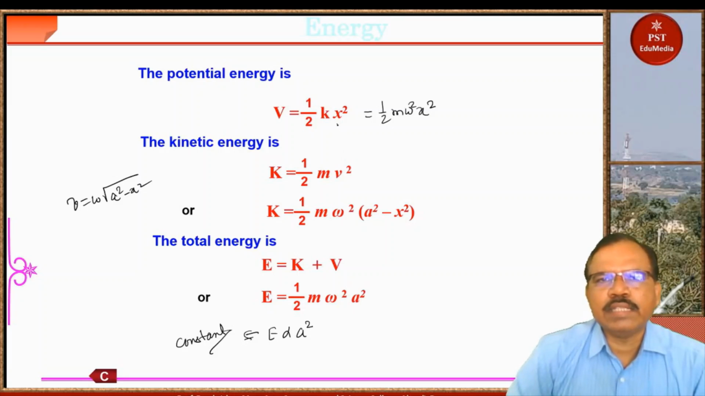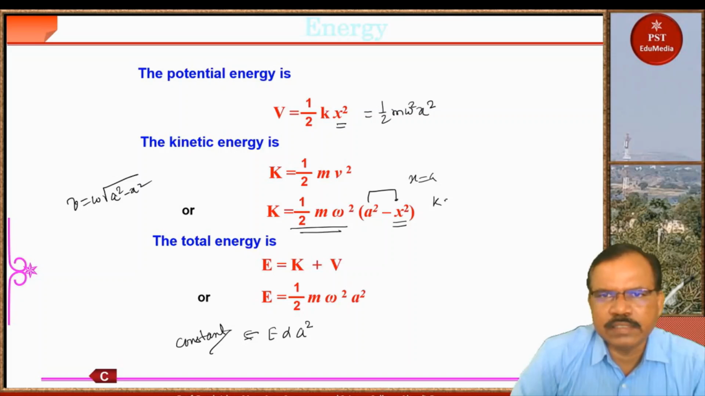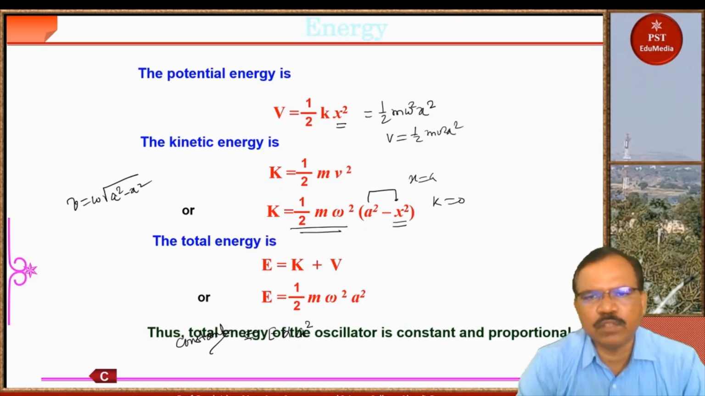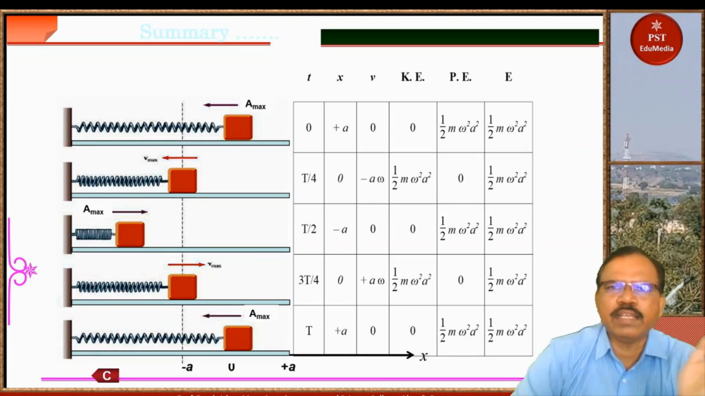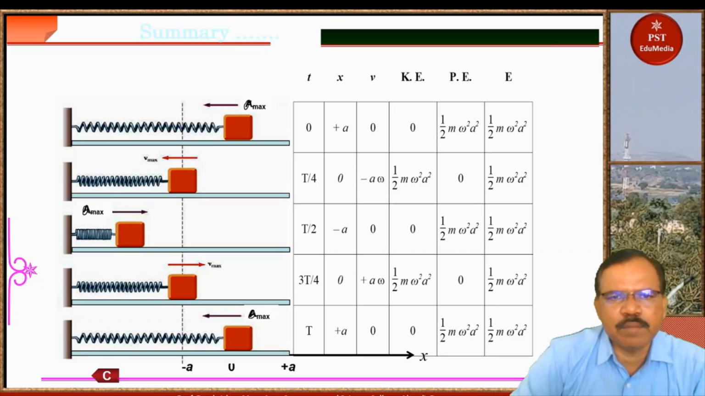So here potential energy changes with position or displacement from equilibrium position, and kinetic energy changes. Now here it is a square minus x square. So when x is equal to a, kinetic energy is 0 and potential energy is 1/2 m omega square a square. So we'll see that comparison. So total energy of the oscillator is constant and proportional to the square of amplitude of oscillations. So here I will take small a, that is amplitude.